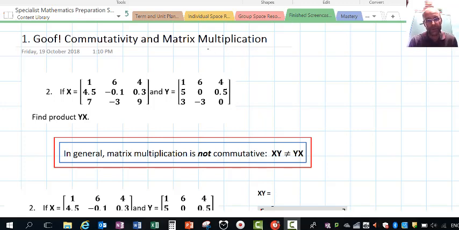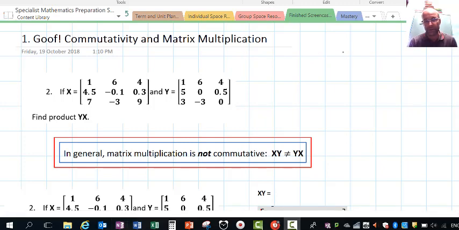Okay, so there was a goof in today's lesson, i.e. Friday's lesson, and it's not a bad thing because it actually brings up an important point that needs to be taught anyway, and it's about commutativity and matrix multiplication.